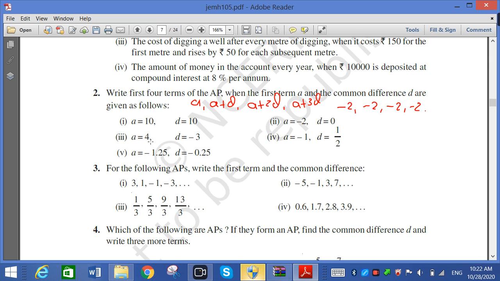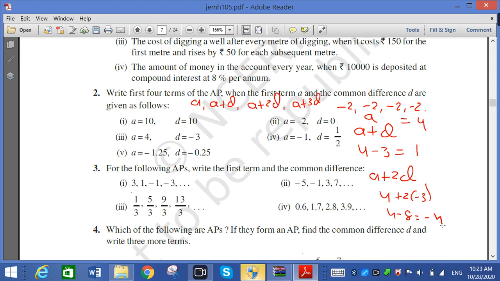Here it is decreasing. Initially 4, now A plus D. First is A, that is already 4. Then 4 minus 3, that is 1. Now A plus 2D, so 4 plus 2 into minus 3, so 4 minus 6... that is minus 2. So 4, 1, minus 4. Same thing, you have to go to minus 7.